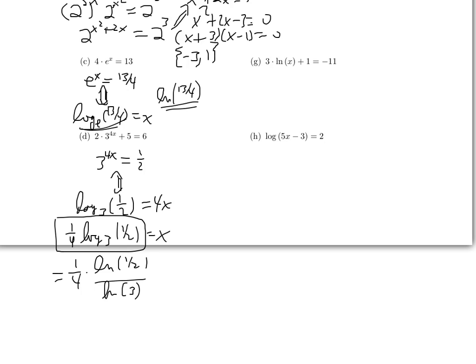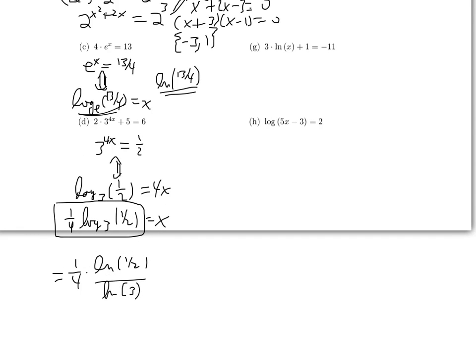So in part A, for example, oops, let me just get rid of that, it's not going to scroll for me.